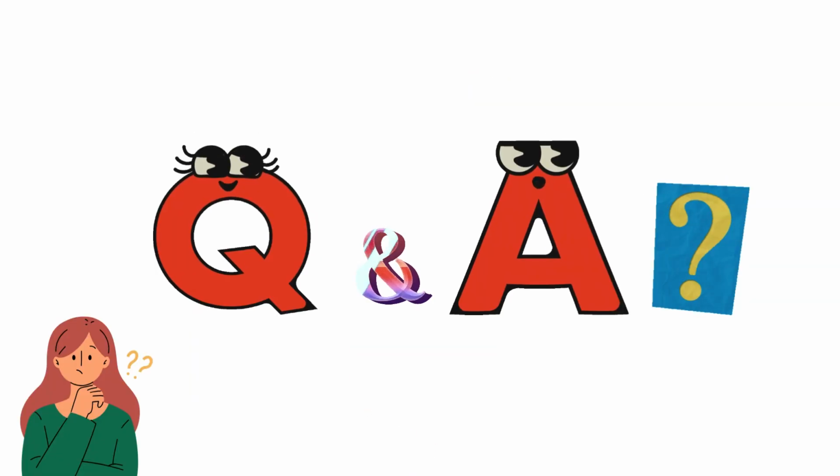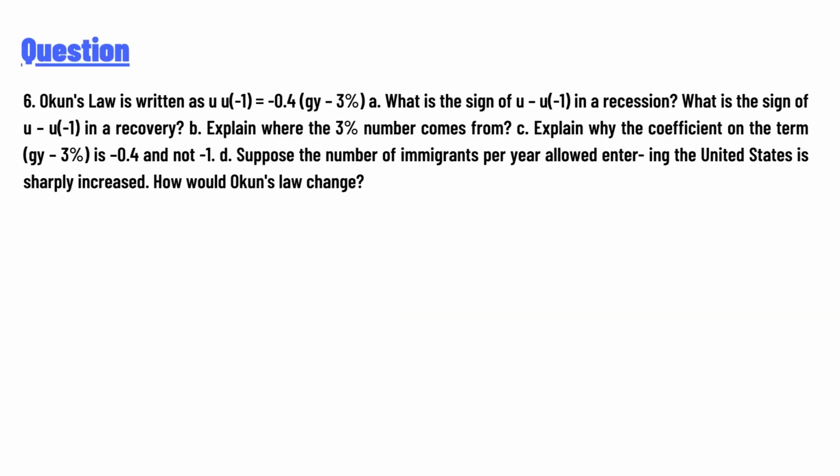So our today's question is: Okun's law is written as ΔU/U₋₁ = −0.4 (gY − 3%). A. What is the sign of ΔU/U₋₁ in a recession? What is the sign of ΔU/U₋₁ in a recovery? B. Explain where the 3% number comes from.